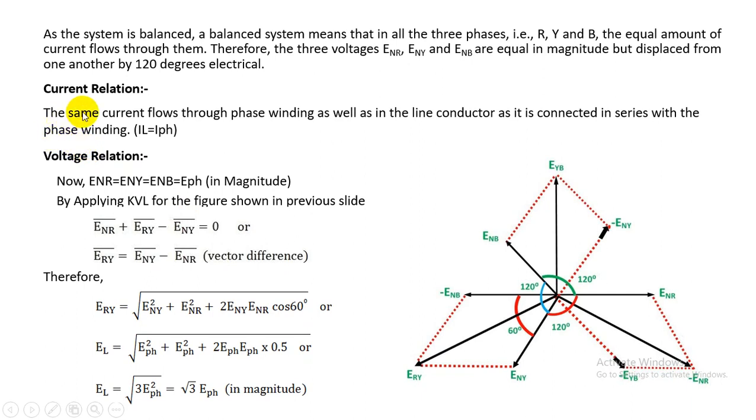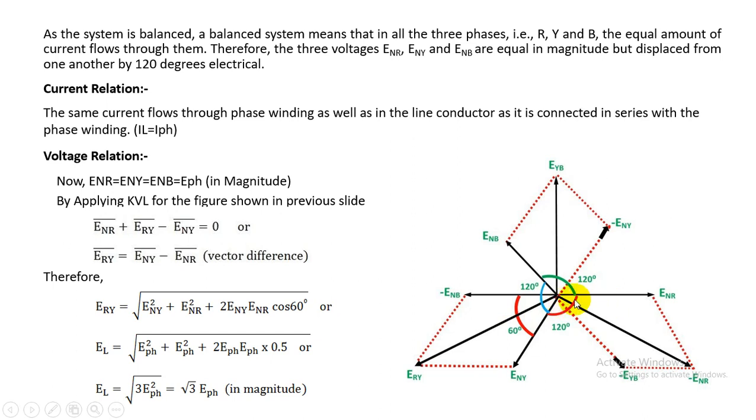See this, the current relation: the same current flows through the phase winding as well as in the line conductor, as it is connected in series with the phase winding. That's why the line current IL is equal to I phase. When we see the voltage relation, ENR, ENY, ENB are the phase voltages, and ERY, EYB, EBR are the line voltages. So we are taking one phasor diagram to explain the relation between them.